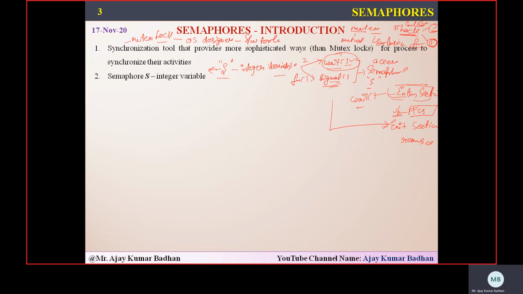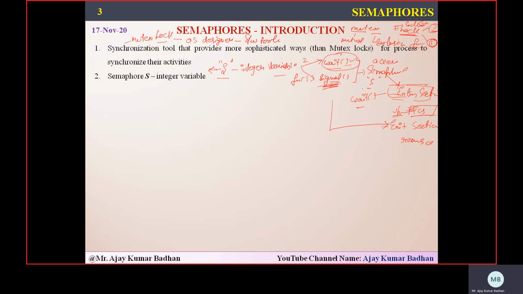Since I am telling you that the process which has completed executing in the critical section has to acknowledge the other processes that it is leaving the critical section. That is what I'm calling here signal. The author is calling it signal. So using signal, that particular process gives an intimation to the remaining processes that, okay, I have completed executing in the critical section. If anyone wants, they can come and access this particular critical section.